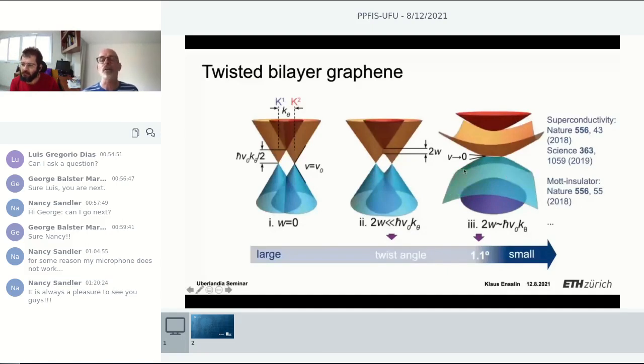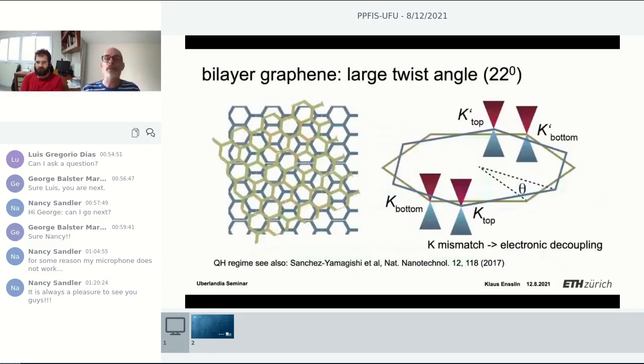I think there's a whole army of theorists, not so many experimentalists. And there are the pioneering papers by the MIT group from Pablo, where they discovered superconductivity and the Mott insulator. And meanwhile, there's a whole series of papers. I should say, however, that even today, there are less than 10 experimental groups that can see superconductivity in twisted bilayer graphene. And of course, there are still many open questions, and that's the reason why there are many theorists working on that. Okay, now let me start out with the opposite regime.